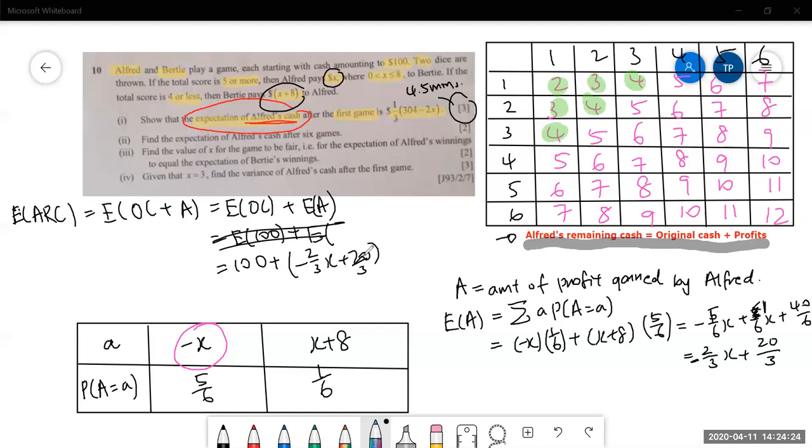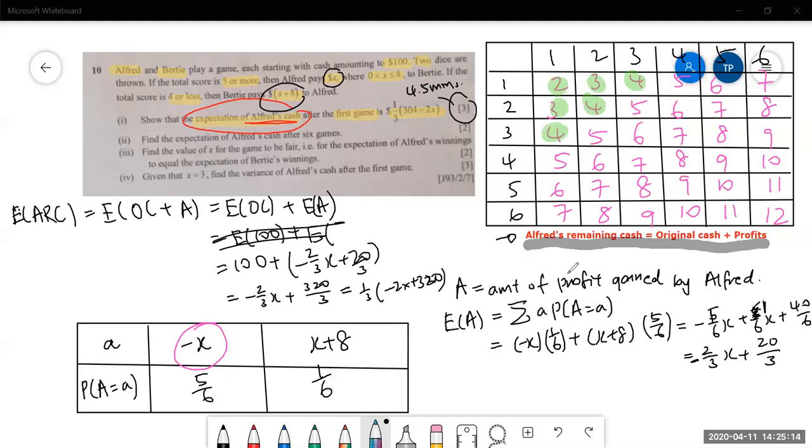What is 100 plus 20 over 3? 220 over 3. You take out 1 over 3, you get minus 2x plus 320. Did we make a mistake somewhere? Is it?